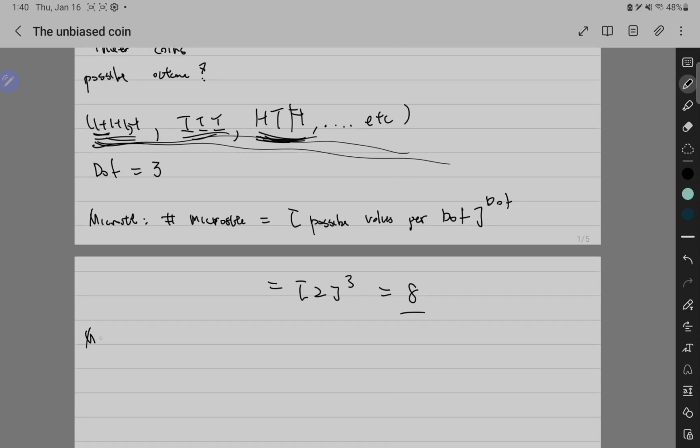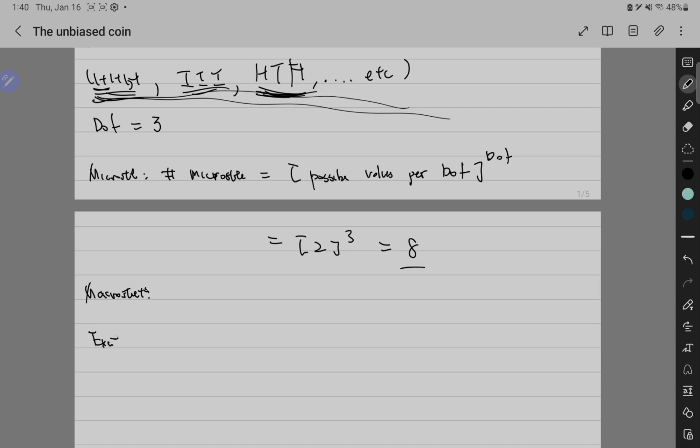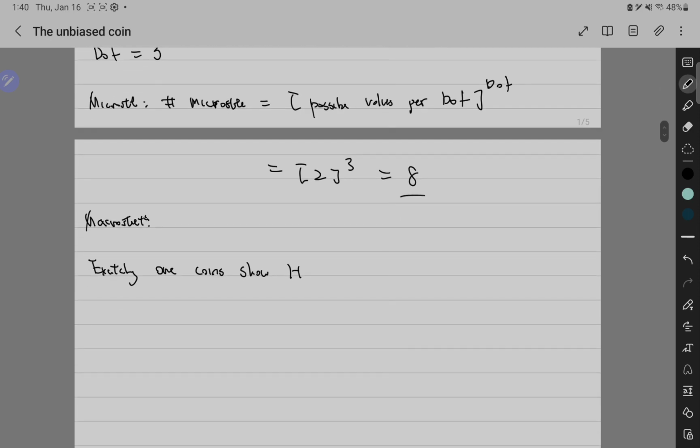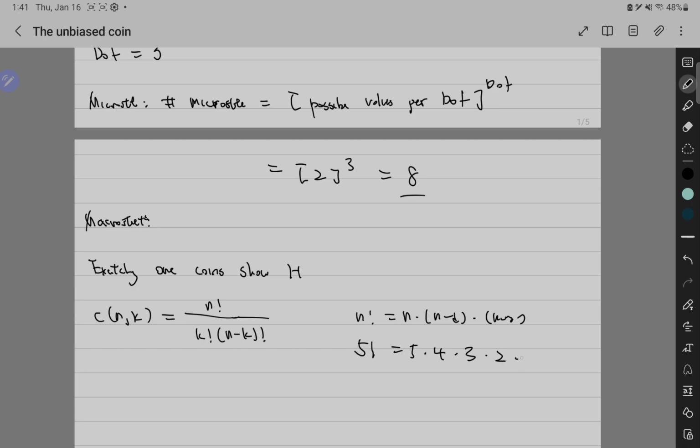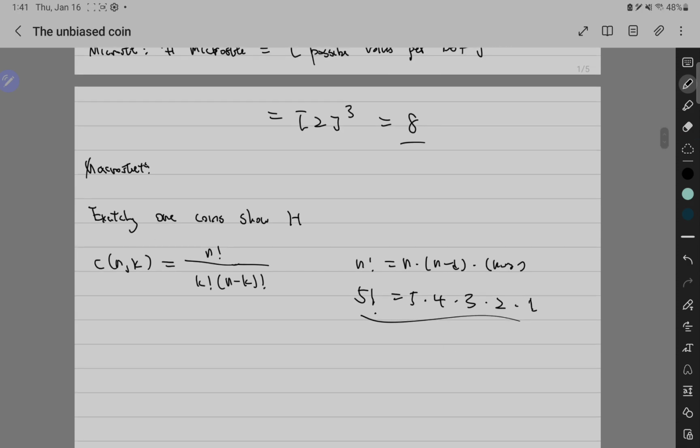How about macrostates? What if we want to calculate a macrostate? The example I will give is the same one as above that we did with 2 coins. How many microstates show exactly 1 H? So exactly 1 coin shows H. How will we calculate this? We're going to use a formula which I'm going to write down and explain in just a second. C(n,k) is equal to n factorial over k factorial times n minus k factorial. In case you don't remember what factorial means, n factorial is n times n minus 1 times n minus 2, and so on. So 5 factorial will be 5 times 4 times 3 times 2 times 1. This is the factorial, just a quick reminder.